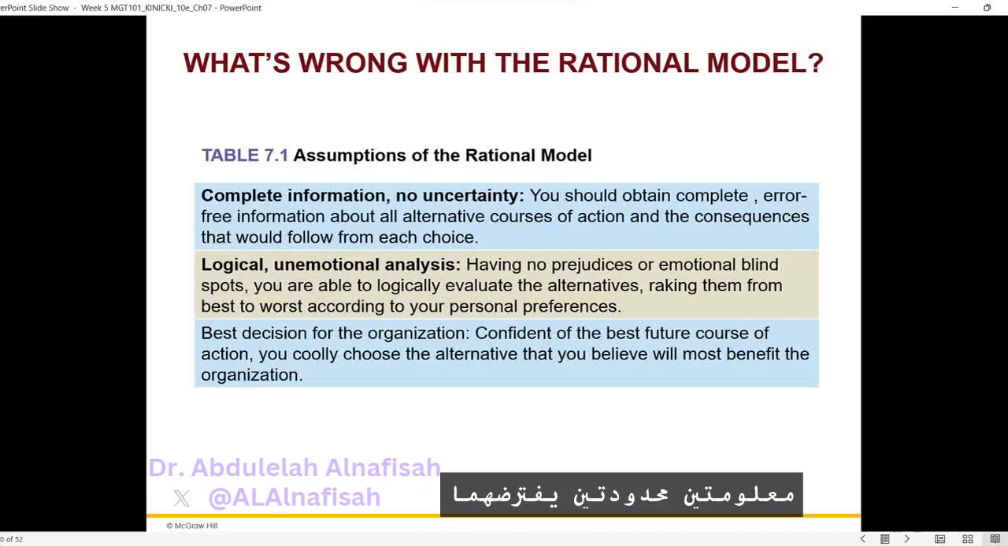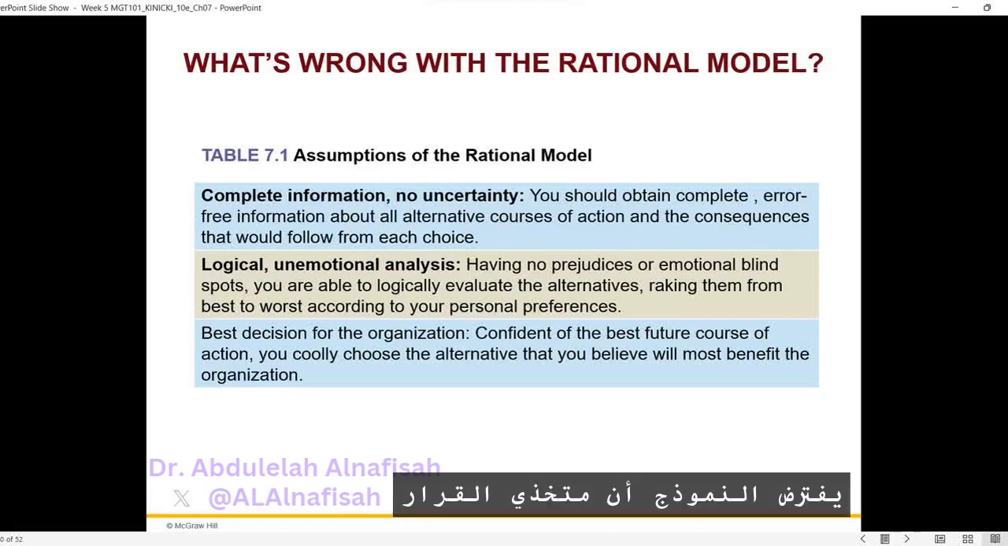2. Limited information. The rational model assumes that decision-makers have complete and accurate information about the problem and all possible alternatives. In practice, information may be incomplete, ambiguous, or uncertain. Decision-makers often have to rely on incomplete data or make assumptions, which can introduce biases and increase the risk of flawed decisions.